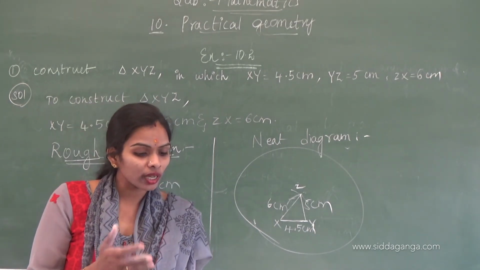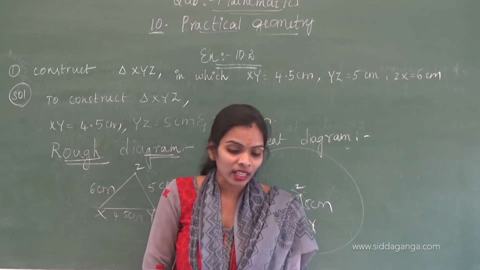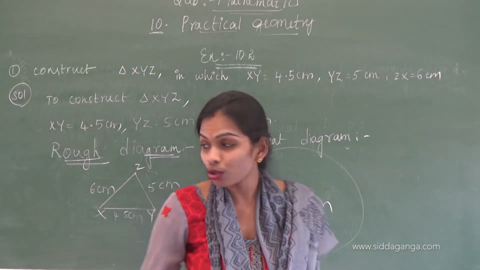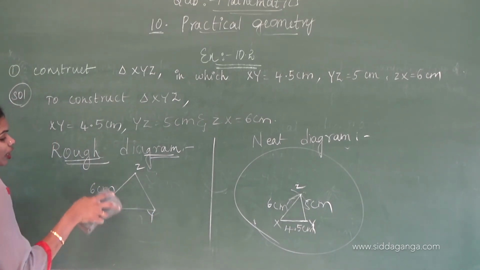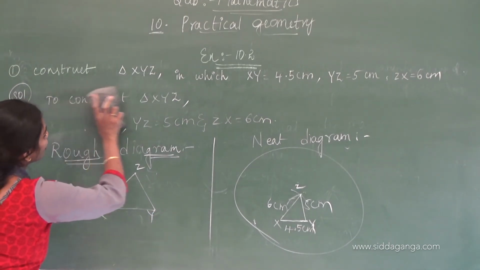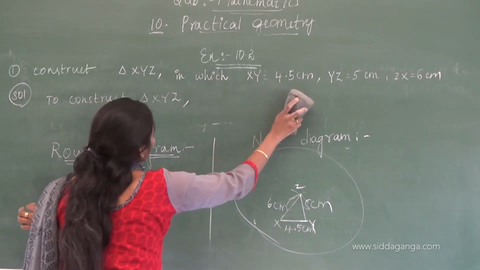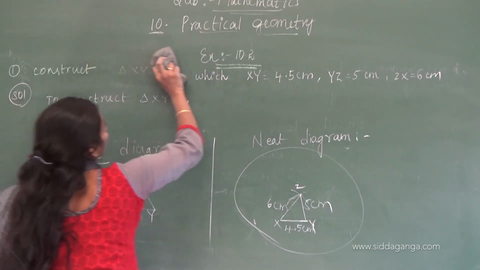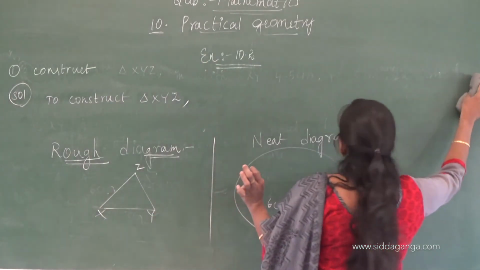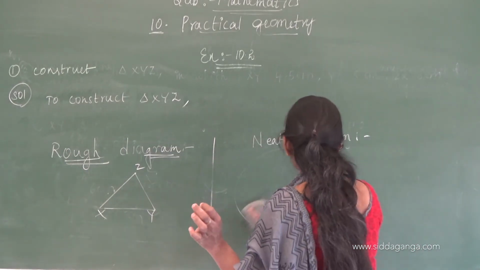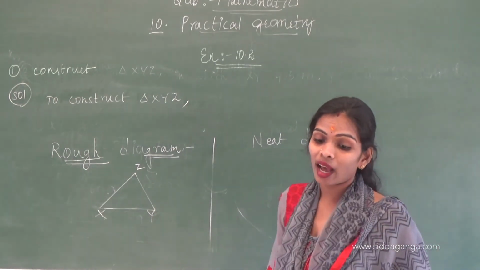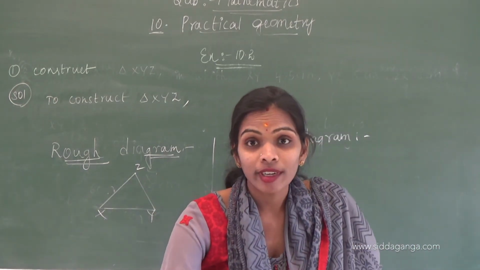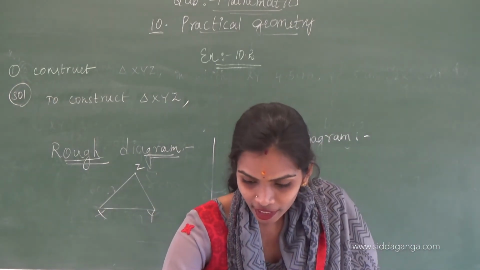Let's go on to the next question. In the next question, children, we have to construct an equilateral triangle. What is an equilateral triangle? An equilateral triangle is a triangle in which all sides are equal. They are giving the measurement of one side, that is 5.5 centimeters.